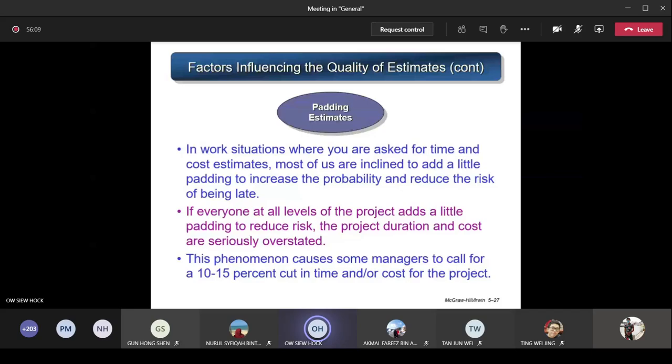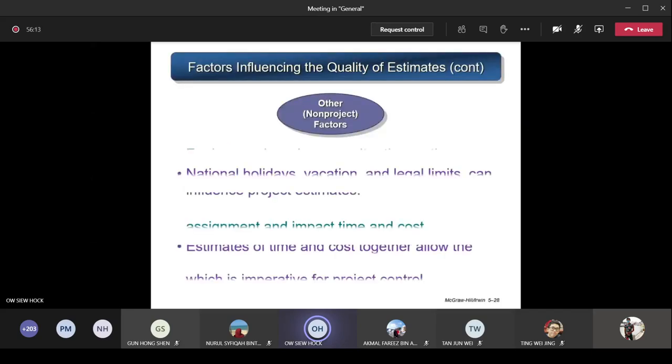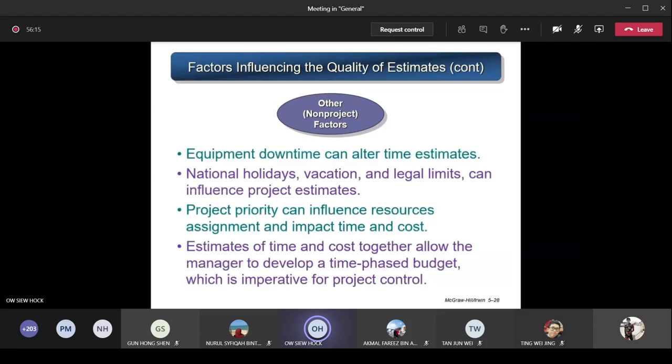Okay. So next, about other or non-project factors. This includes equipment downtime, which can alter the time estimate because you never expect it. So the certain equipment you need to use suddenly breaks down and cannot be used. So you have to wait, send it for repair, and only after the equipment is back can you use it again. Other issues are like national holidays, some holidays that the government declares.